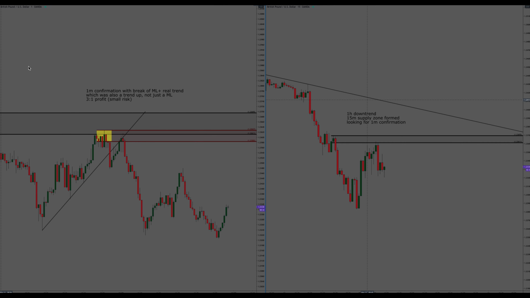So this is the pound. This is the first trade I took. I only took two trades this week, but this is the pound US dollar. I was using the 15 minute as my curve. This trend line you see here, that is the 1 hour.